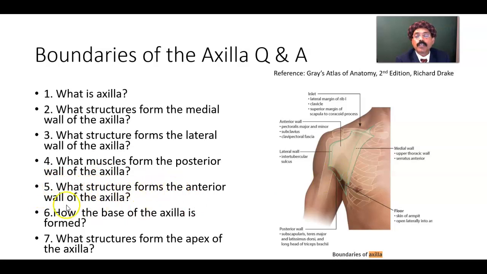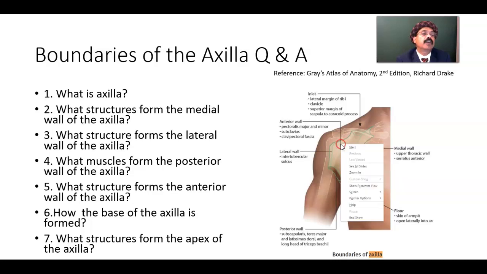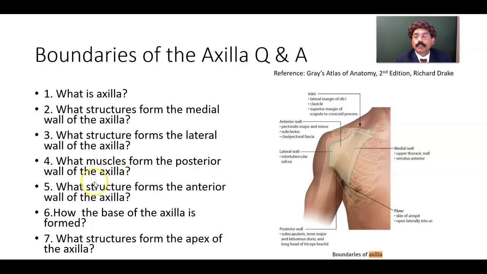What structure forms the anterior wall of the axilla? The anterior wall of the axilla is formed by the pectoralis major muscle, pectoralis minor, and subclavius. Pectoralis minor and subclavius are enclosed by the clavipectoral fascia, and the clavipectoral fascia is pierced by the cephalic vein, thoracoacromial artery, lateral pectoral nerve, and the lymphatics.